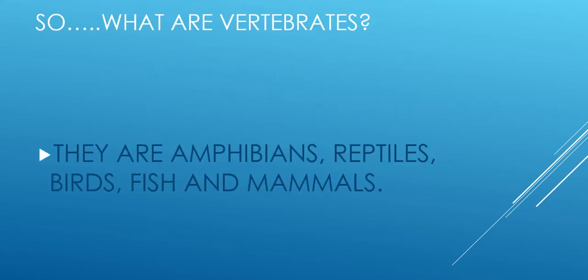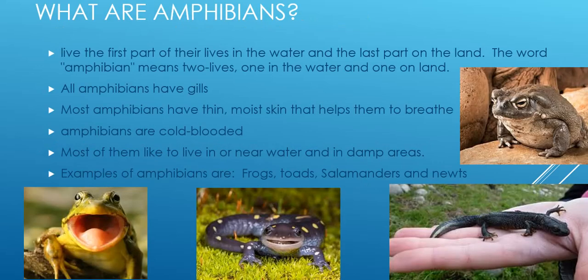What are vertebrates? They are amphibians, reptiles, birds, fish, and mammals. And we're going to focus on what each of those are. So remember that amphibians, they live the first part of their lives in the water and the last part on land, and that the word amphibian means 2 lives, which is one in the water and one on land.